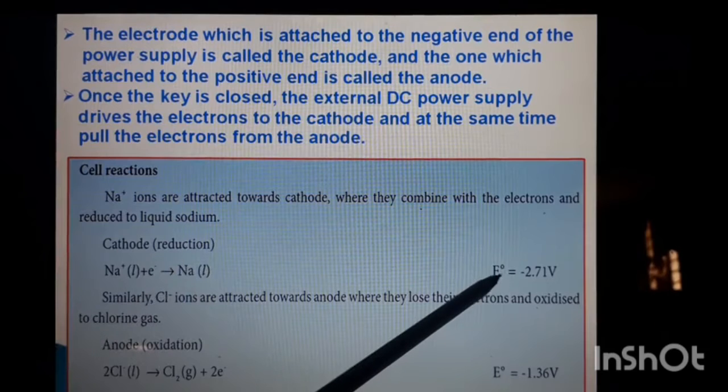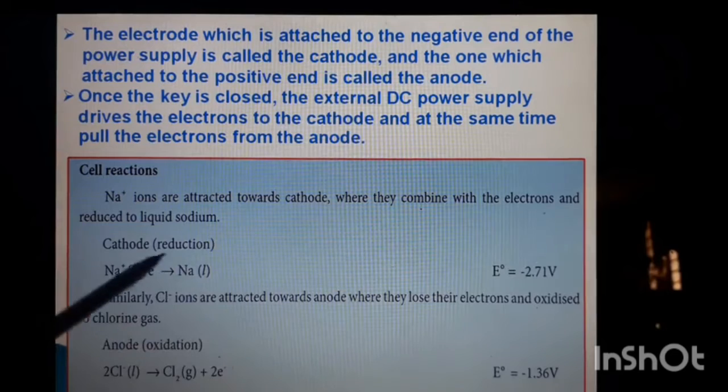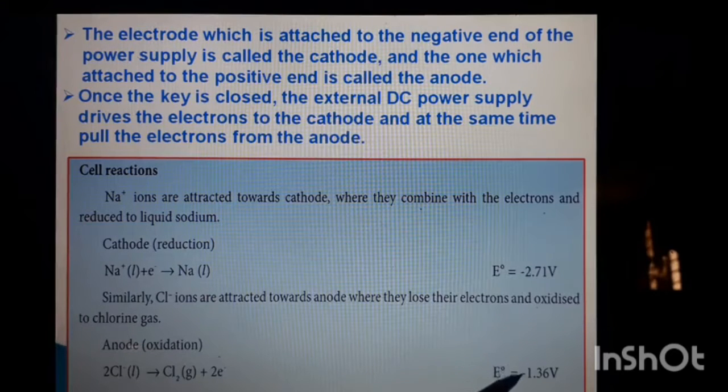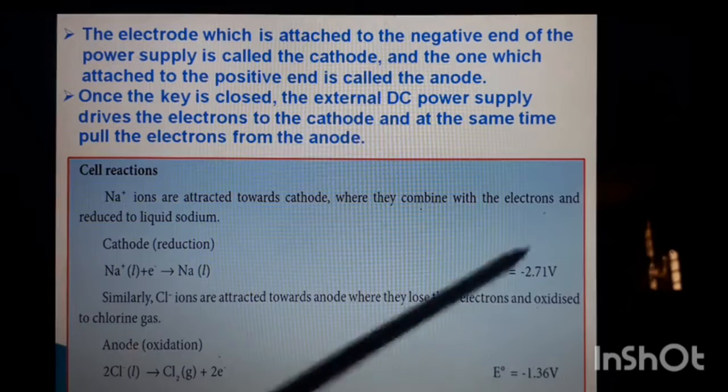Okay. The E0 cell value: for reduction, it is minus 2.71 volt. For oxidation, the value is minus 1.36 volt. This is given by the experimental value.